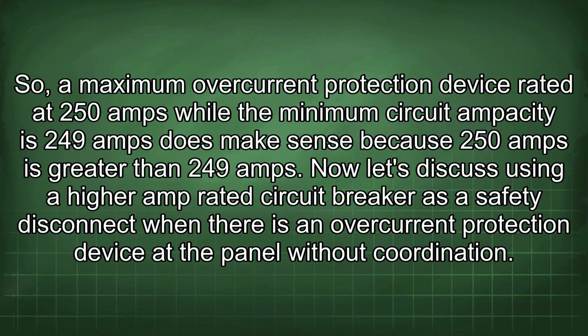So, a maximum overcurrent protection device rated at 250 amps while the minimum circuit ampacity is 249 amps does make sense because 250 amps is greater than 249 amps.